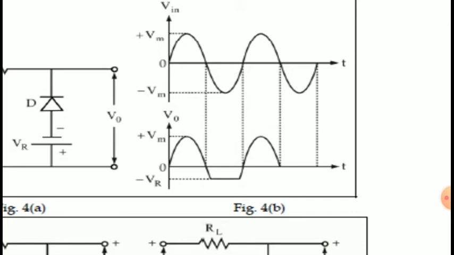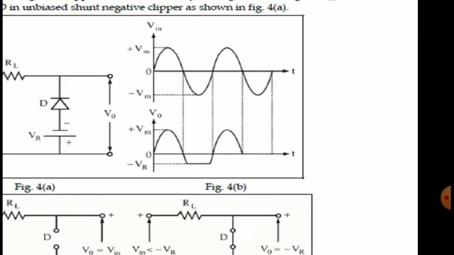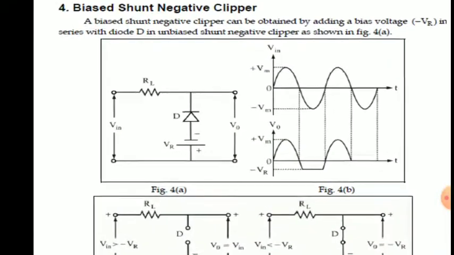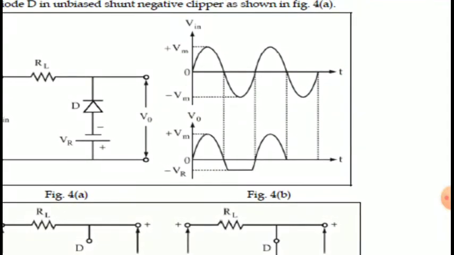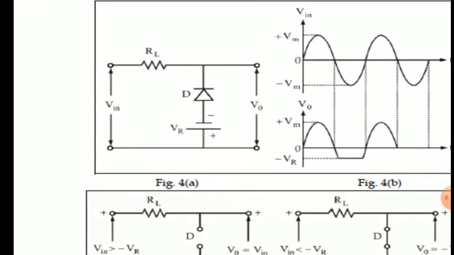By observing this waveform, the entire negative half cycle is not clipped. Only some portion of the negative half cycle will be clipped off. So this is how the biased shunt negative clipper works. And I have given you an assignment to do at home. That is, what happens when VR is positive in this case, for this negative clipper? And what happens when we apply minus VR in the case of positive clippers?